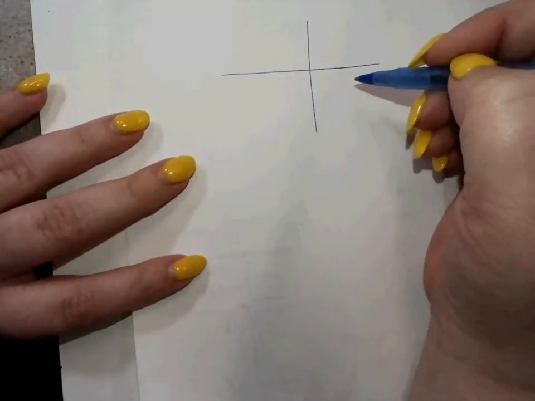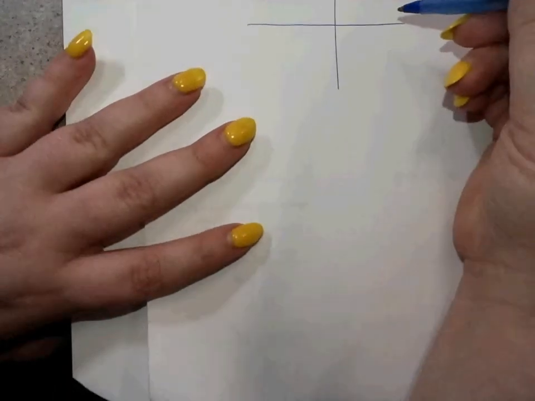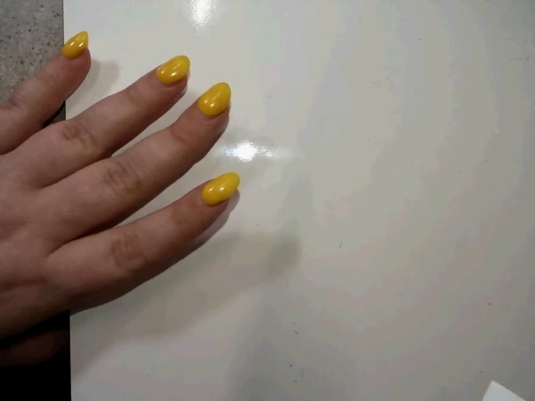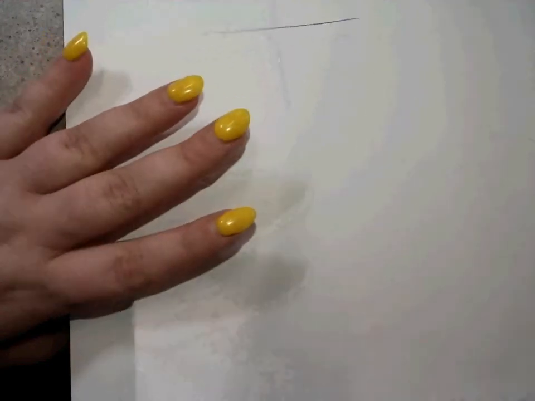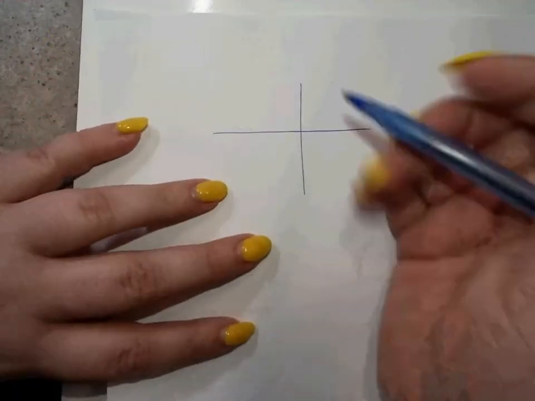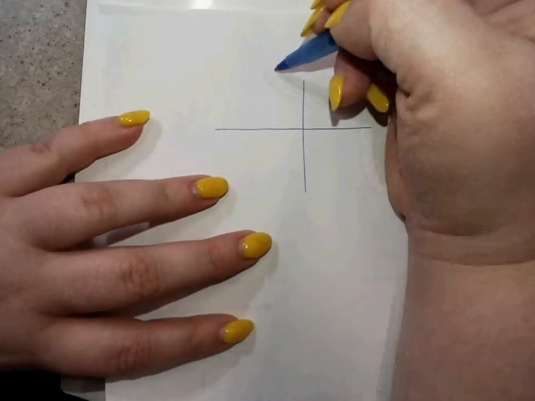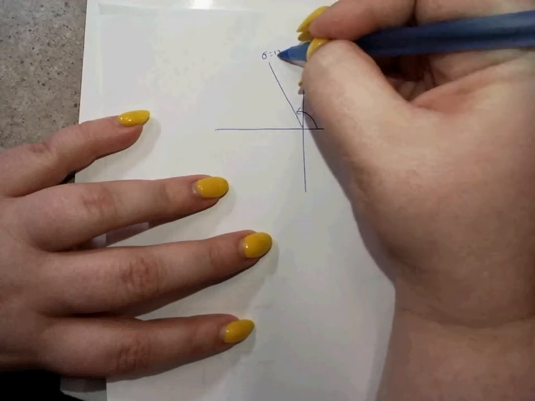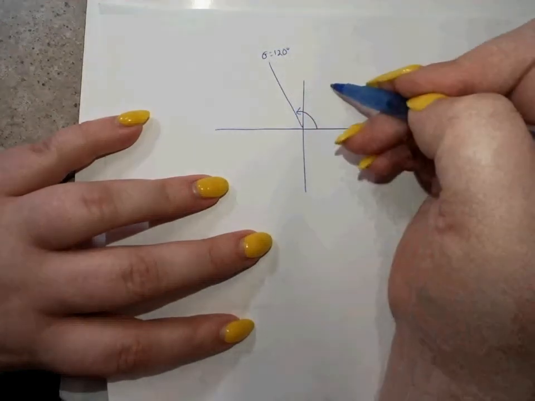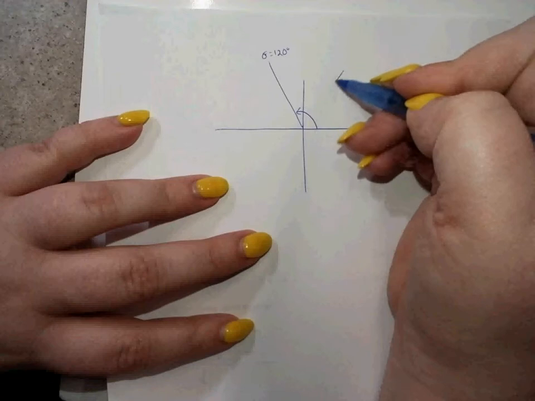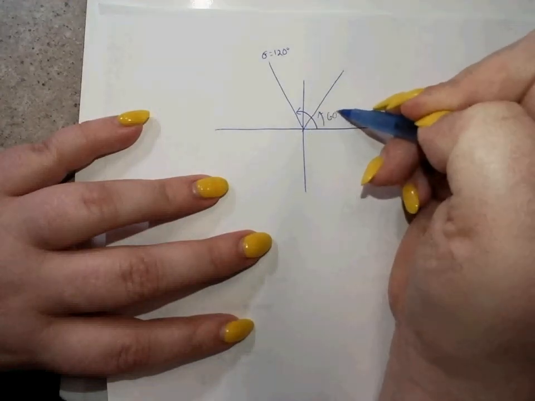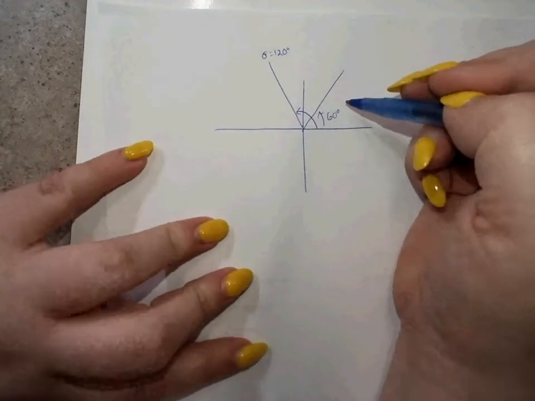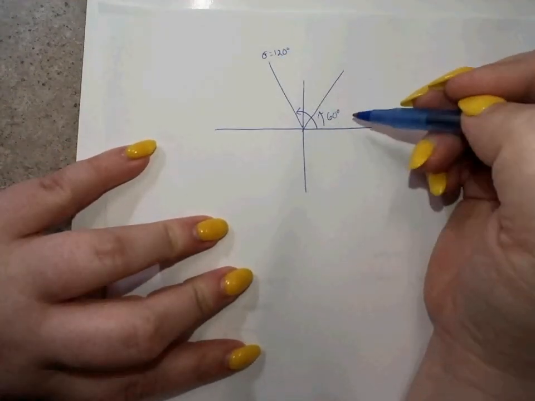If I told you that theta was, let's do whatever, say theta was 120. Half of that is 60. So even though at 120 degrees cosine is negative and sine is positive, half of that is going to be in the first quadrant, so both sine and cosine are positive. Okay?